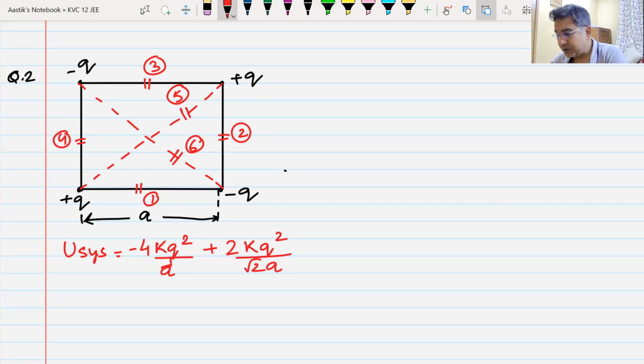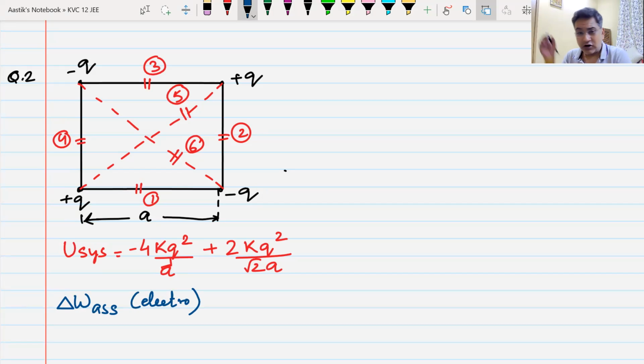So how do you find out the work done in assembling this system? I will try to explain it. Work done in assembling this system by electrostatic force. How will I find it out? What do you mean by assembling this system, first of all? Assembling this system means all of these charges in the beginning were at infinity. One by one, charges come and they are placed at these points.